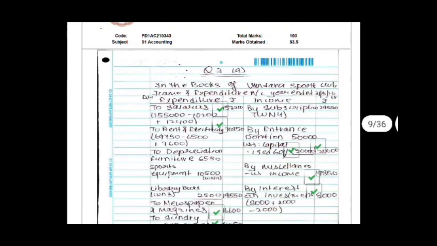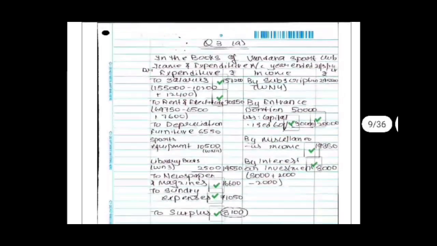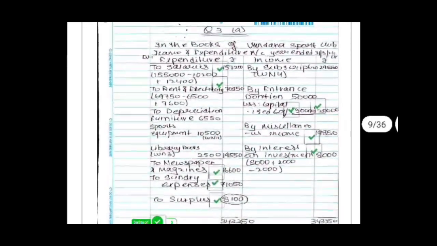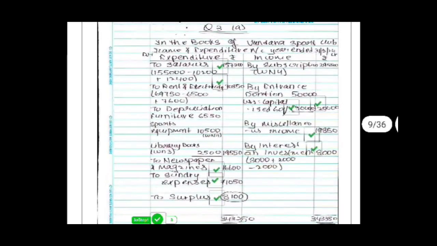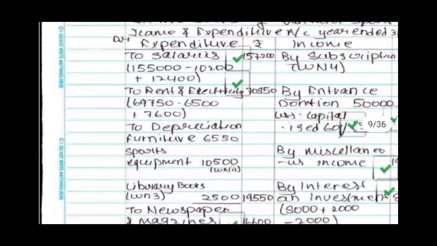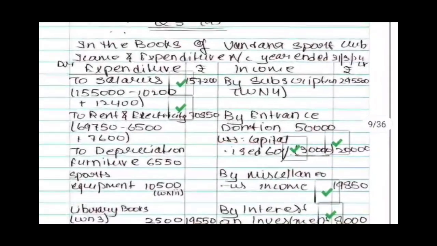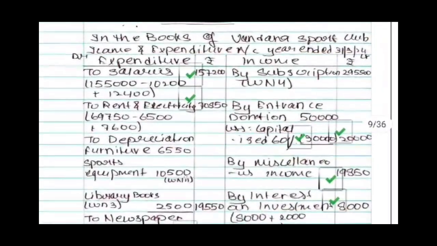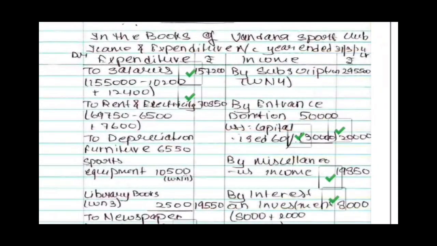You can see the presentation isn't too shabby, and all the figures, all the amounts are perfectly clear. For the salaries, I didn't make a salaries account. I showed the calculation there itself. You can see the amounts I have shown in the particulars column itself. One column for income and expenditure.